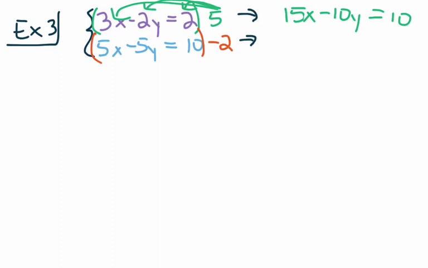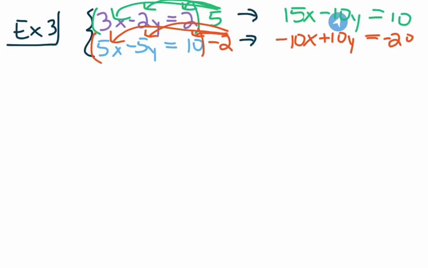Now for distributing my second equation, negative 2 times 5x is going to give me negative 10x. Negative 2 times negative 5y is going to give me positive 10y. Bring down my equal sign. And negative 2 times 10 is going to give me negative 20. All right, so now that I've done my distribution, I see that I have my opposite coefficients right here, and I can add my equations going straight down.